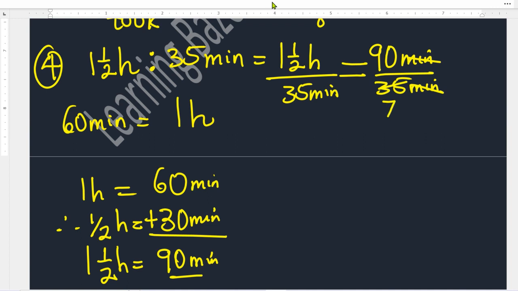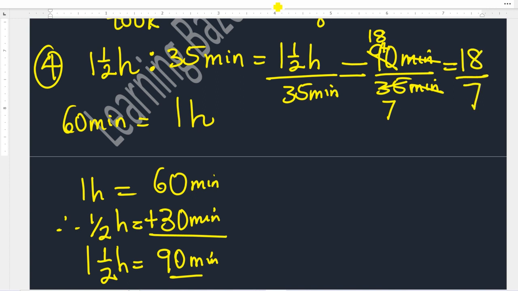5 into 35, that's 7. 5 goes into 90. 5 goes into 9, that's 1, remainder 4. Write down your 4 beside the 0, that will make it 40. 5 goes into 40, that is 8. So which means 5 goes into 90 is 18. So the answer will be equal to 18 over 7.